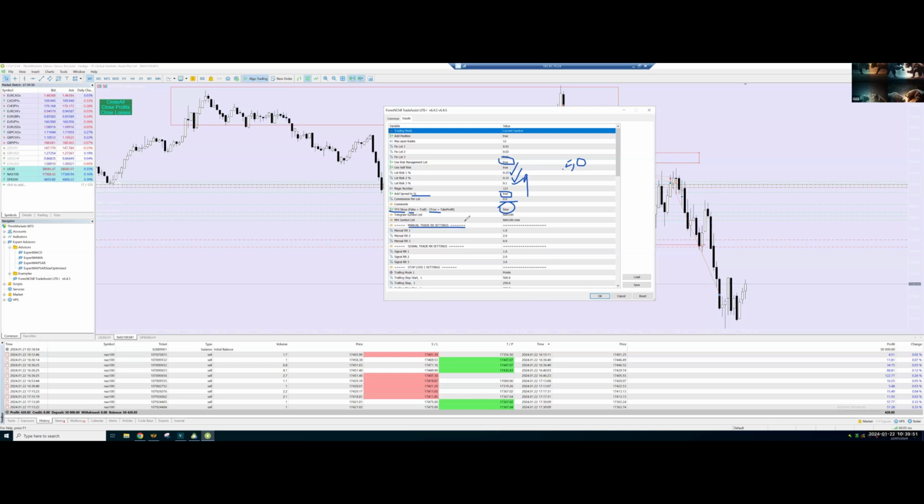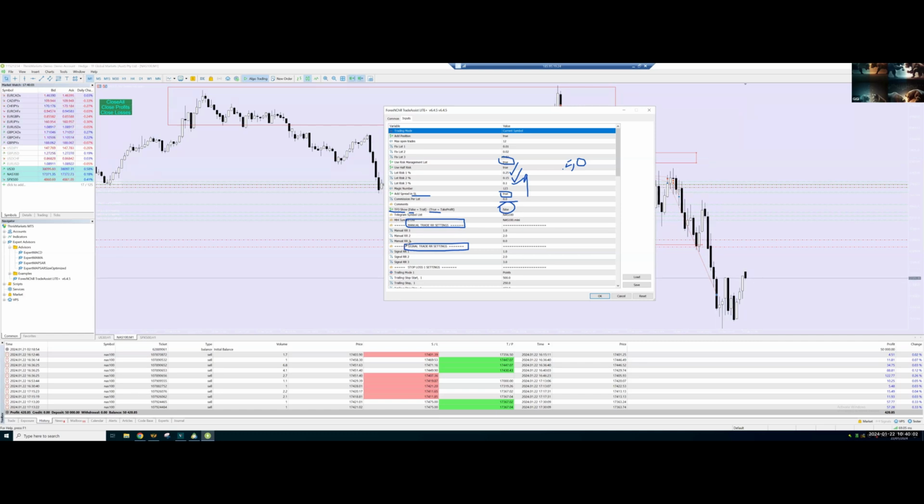This is for manual trades, if you want to use risk to reward. And this is for reading the Telegram signals chat, if you want to use risk to reward.